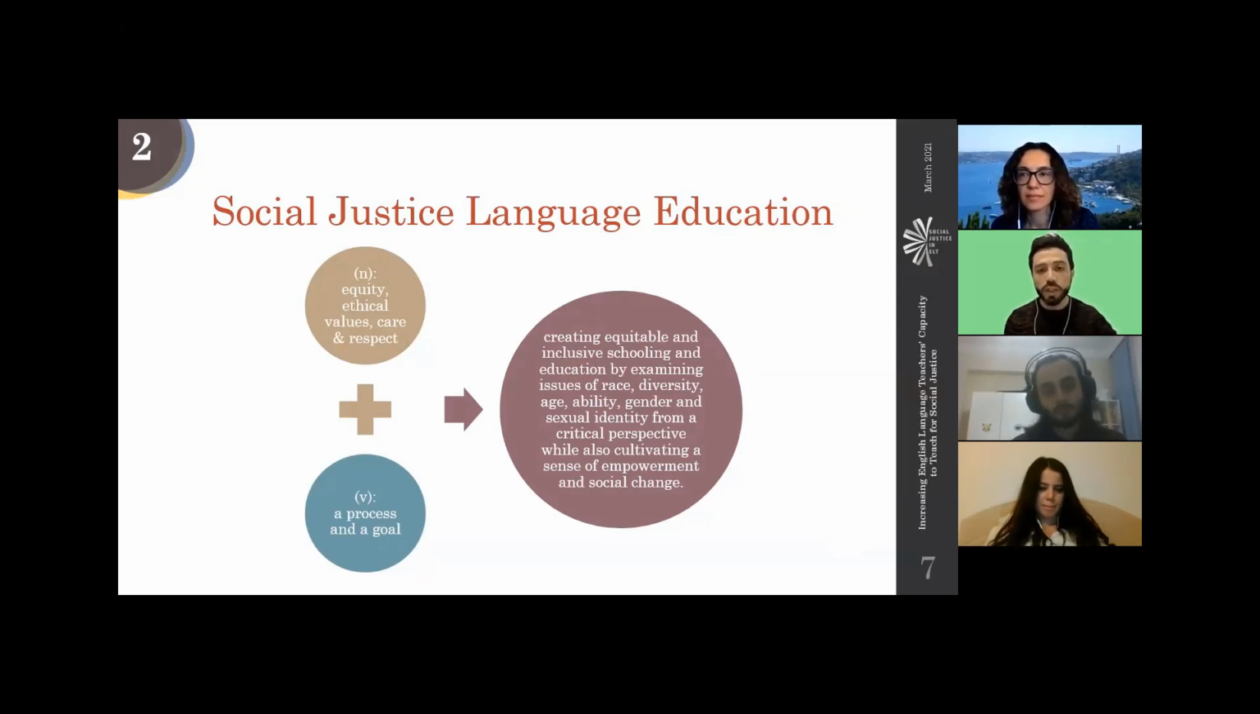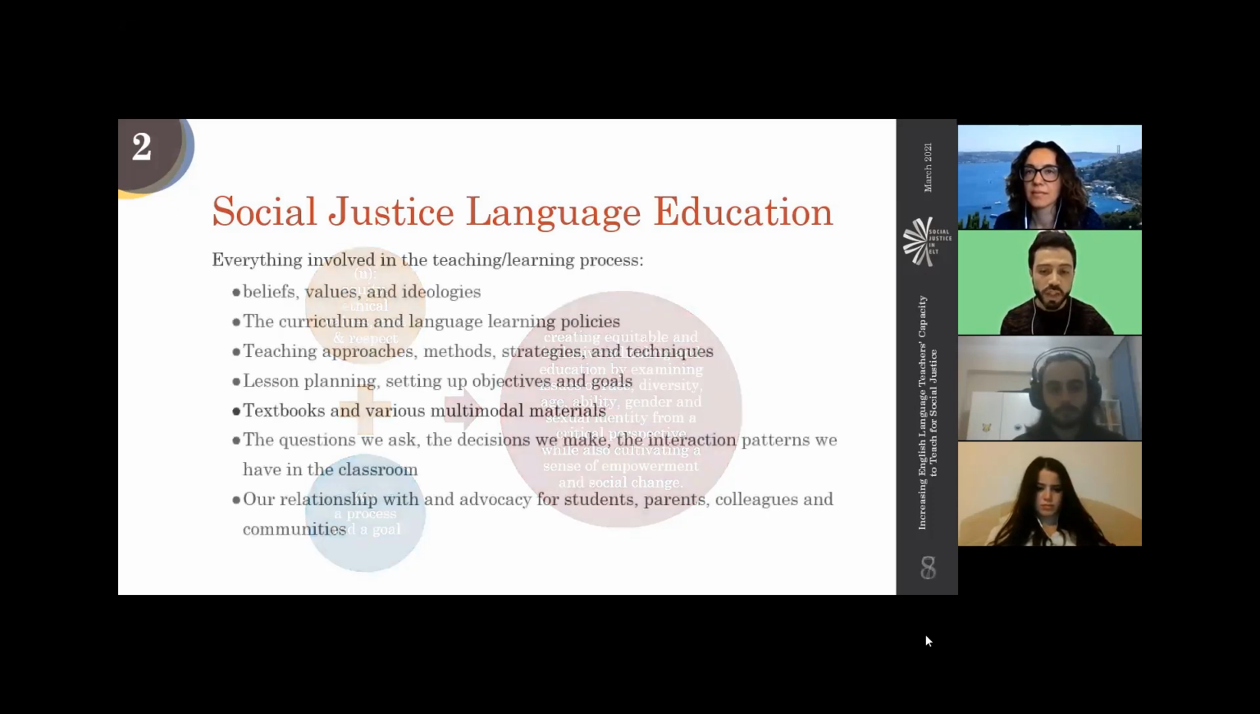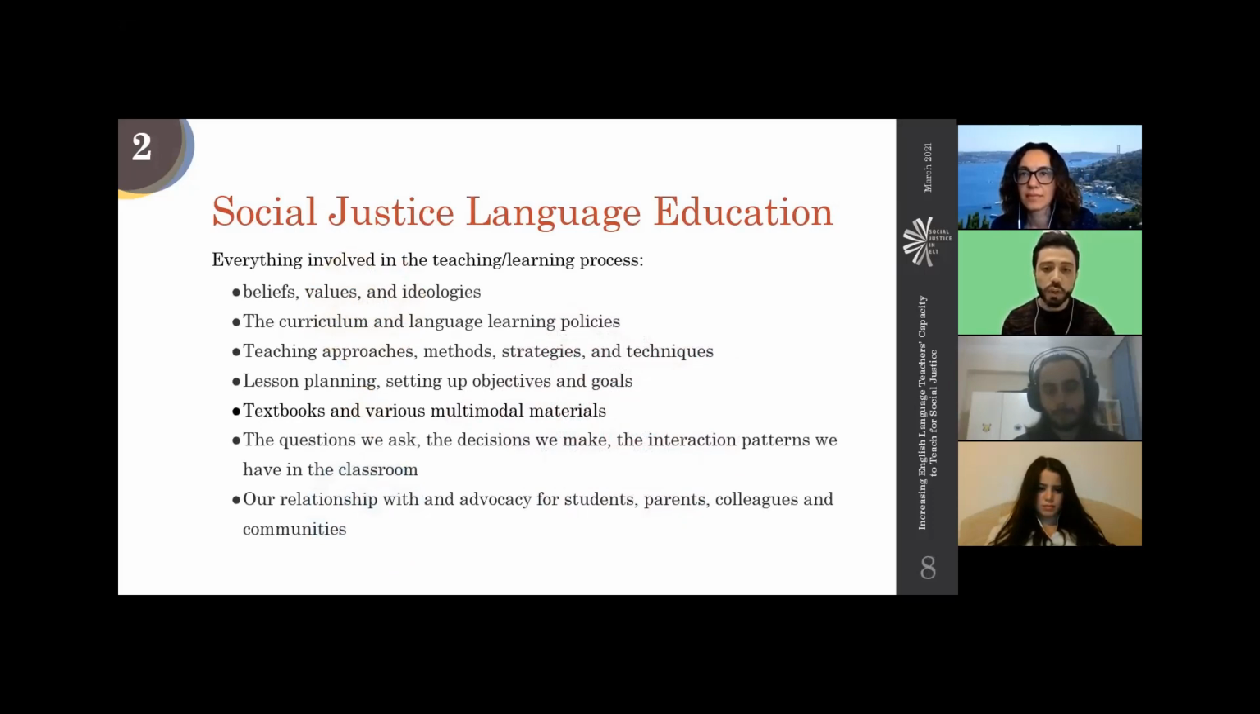So briefly, we can say that social justice language education aims to create equitable and inclusive schooling and education by examining the issues of race, diversity, age, ability, gender, and sexual identity from a critical perspective, while also cultivating a sense of empowerment and social change. So basically, social justice teacher education includes everything that is about the teaching and learning processes. It includes our beliefs, values, and ideologies.